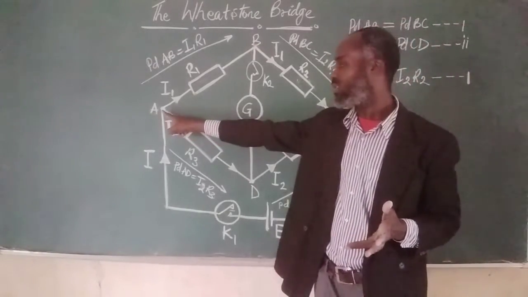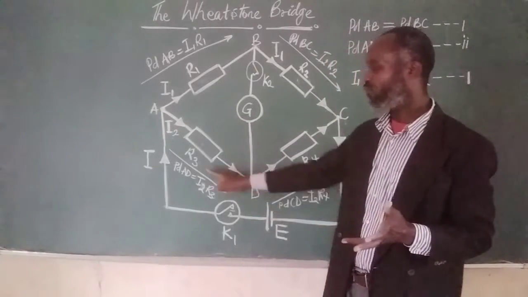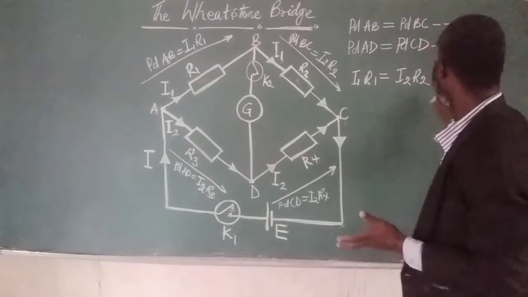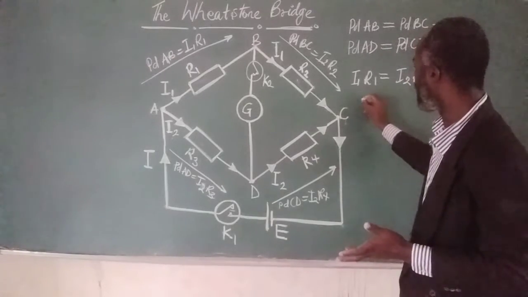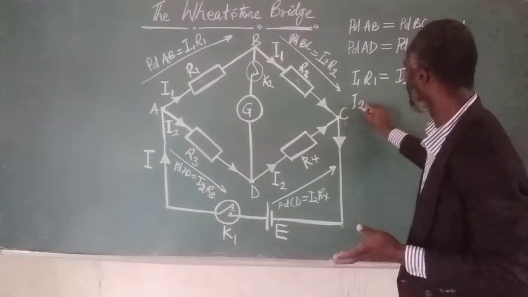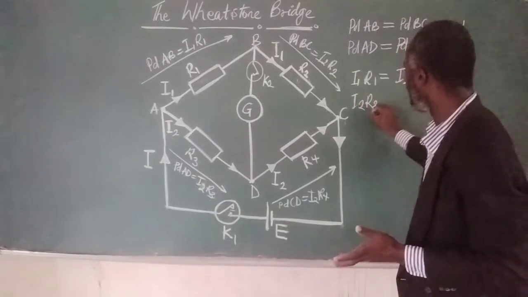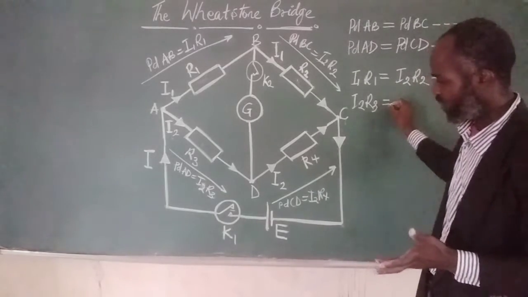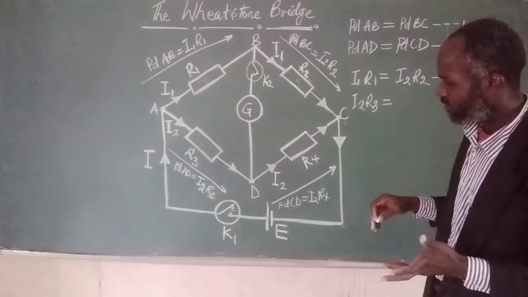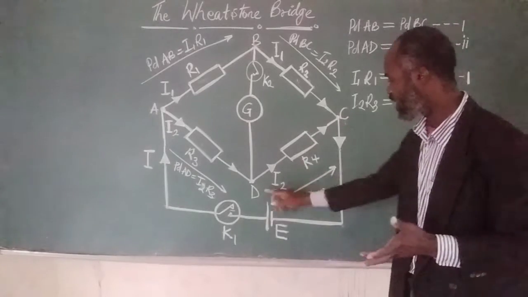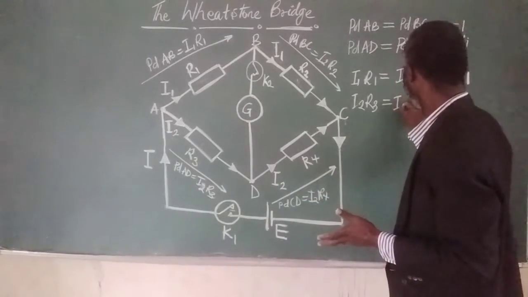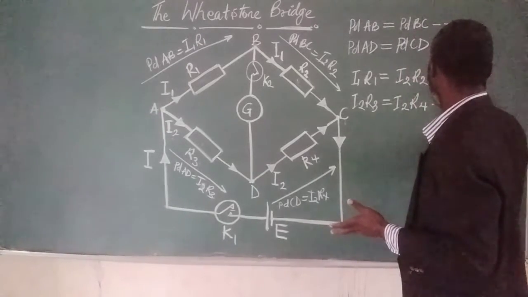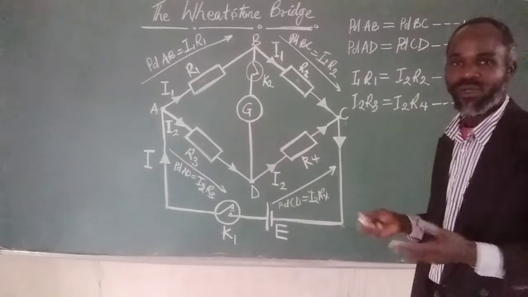Then we look for the potential difference across AD. This is the branch AD. We look for the potential difference across this branch, and that will give I2, and then R3, good. And we have that is equal to the potential difference across CD, and that will give us I2, all right? And then R4. This becomes our equation number 2, respectively.